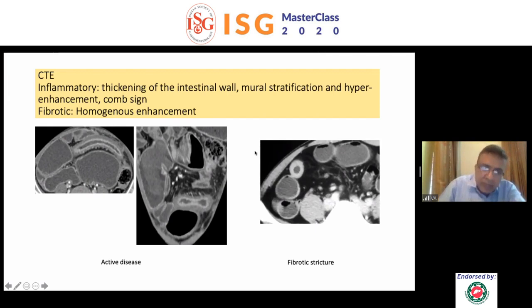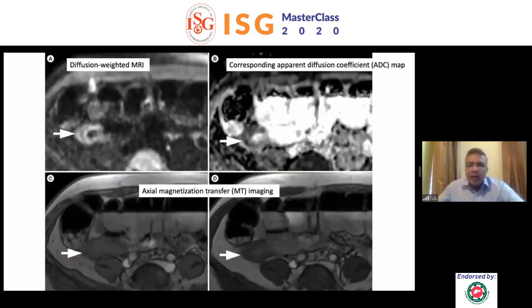But is CT the best? No, better than that is MR enterography. In MR enterography, there are two protocols. One is diffusion-weighted MR, which is a normal protocol whenever you do MR enterography. Here, if you attach it to the corresponding apparent diffusion coefficient, and you find that the apparent diffusion coefficient is low, then that means there is going to be inflammation.